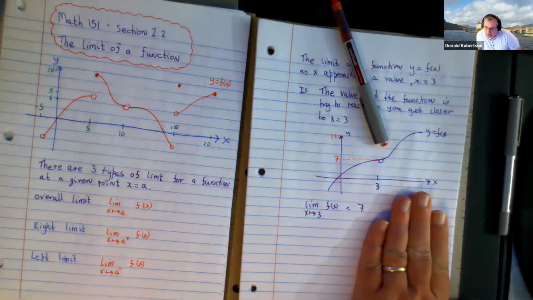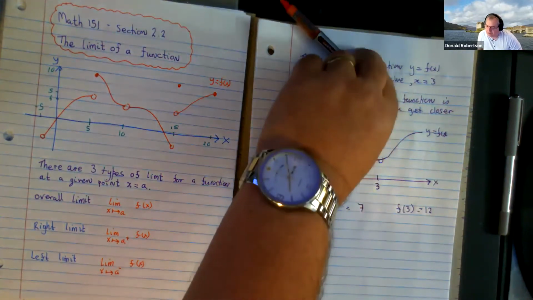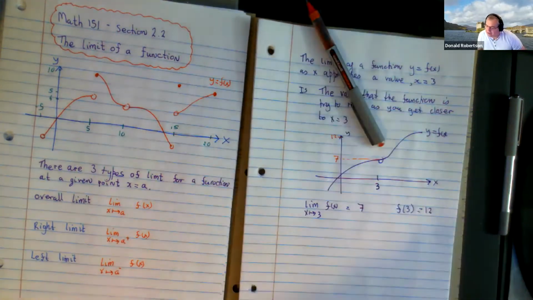In that case, won't the overall limit still be 7? It doesn't care if that dot's there. If it is there, it still doesn't care. It's still 7. Do you see that the overall limit is not affected by that individual random spot in the function, right? It's not influencing.